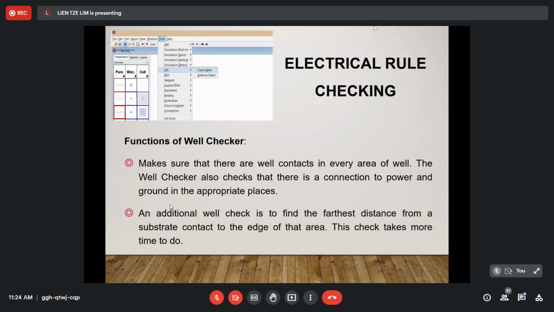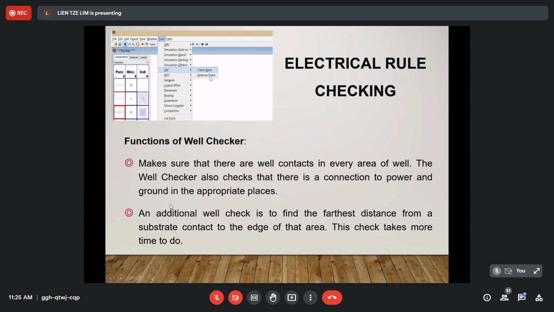Okay, so this is the next slide that shows the electrical rules checking in Electric software. You are familiar with this. I copied this from the Electric software. In this Electrical Rules Checking, ERC, there is a well check and an antenna check.